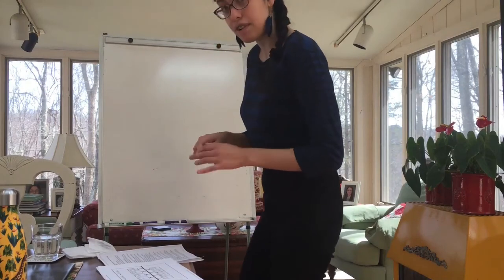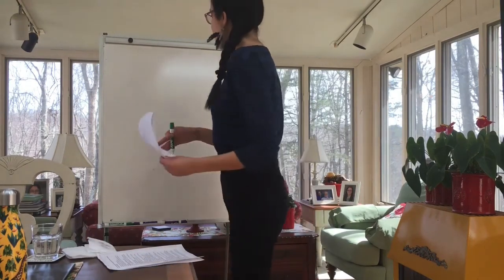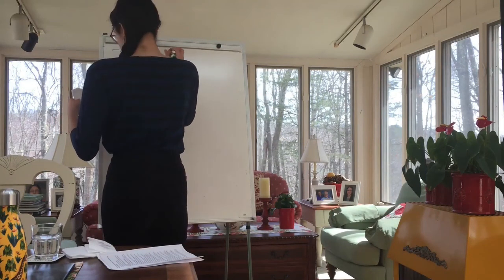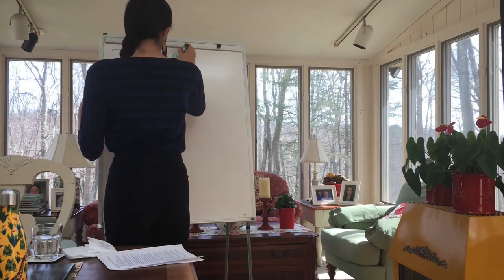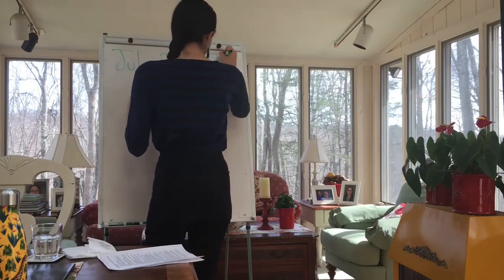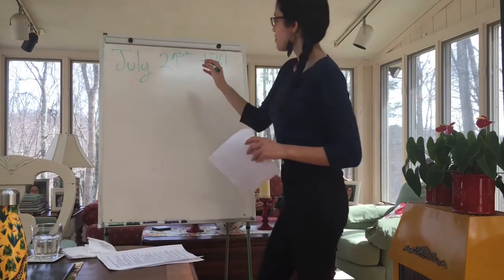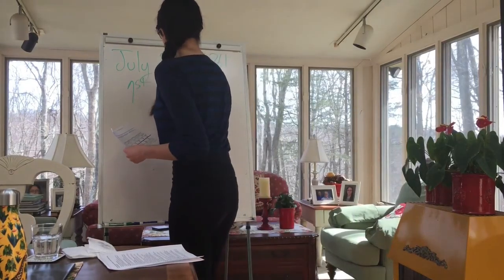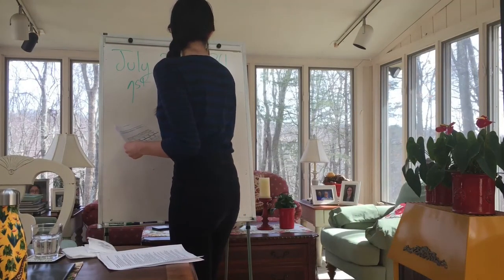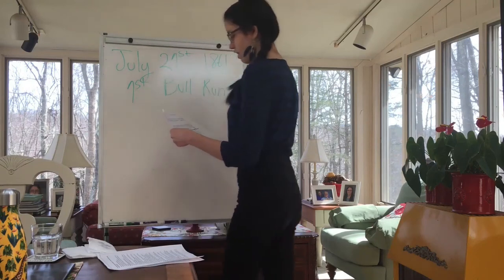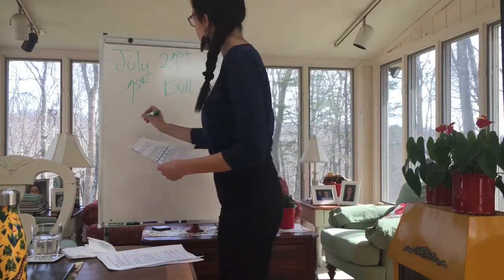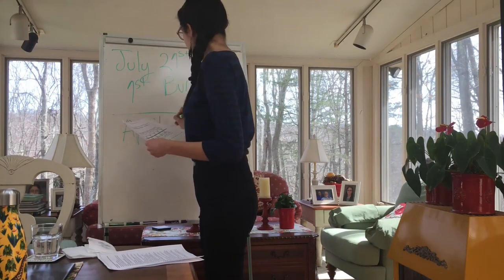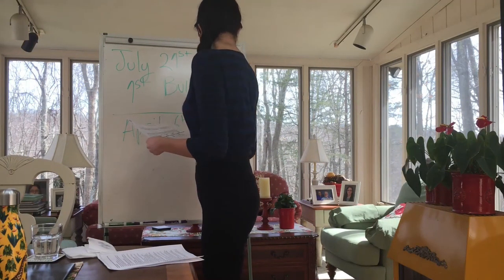So let's look. What's our date for the First Bull Run? I'll give you guys time to find it. This is what you guys should have. July 21st, 1861, First Battle of Bull Run. Great. And then your next date should be Shiloh, April 6th, 1862.